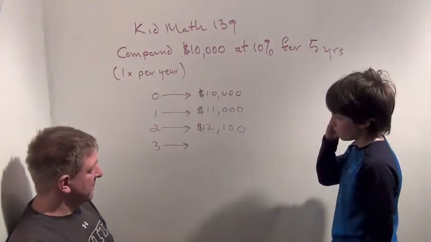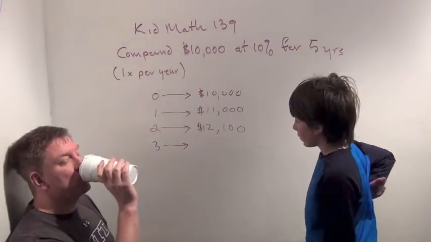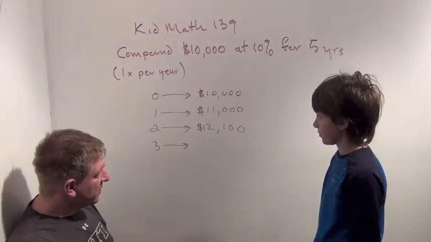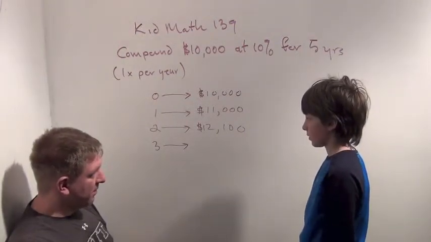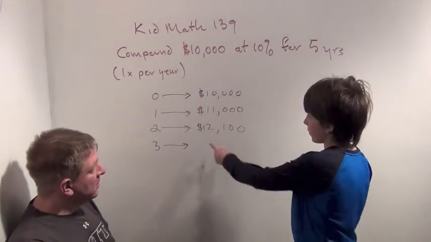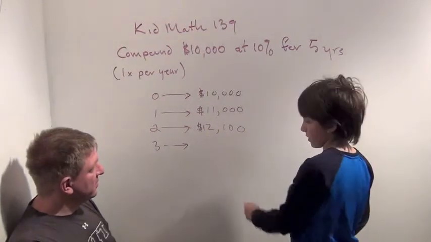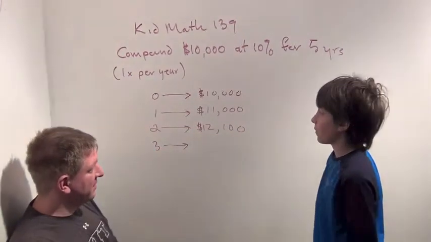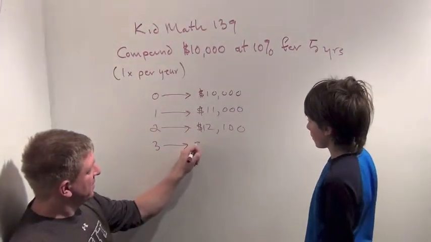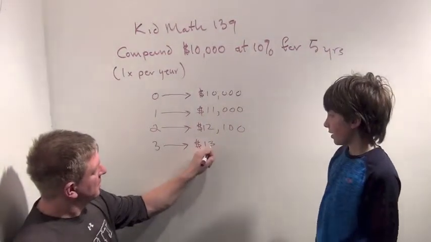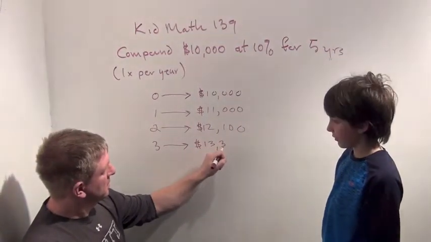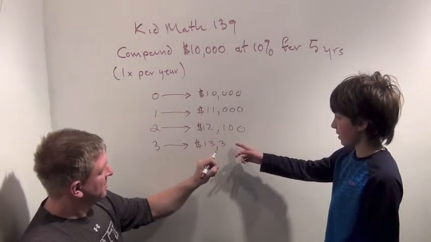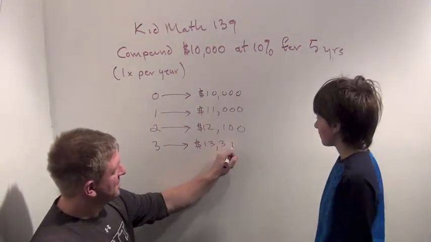Now, at the end of year 3, what do we add to this? We have to add $1,210. So what do I get when I add 1,210 onto this? We get 13,310.